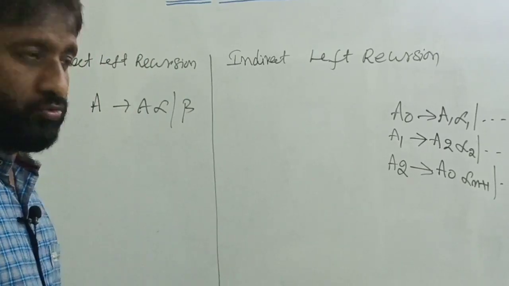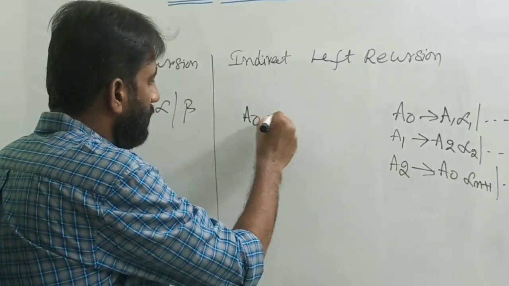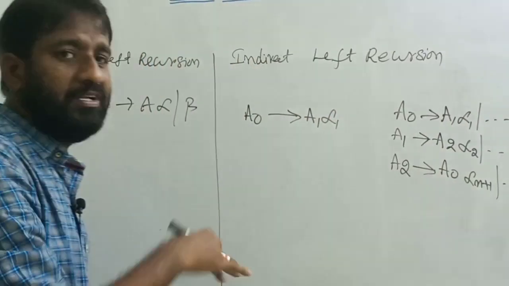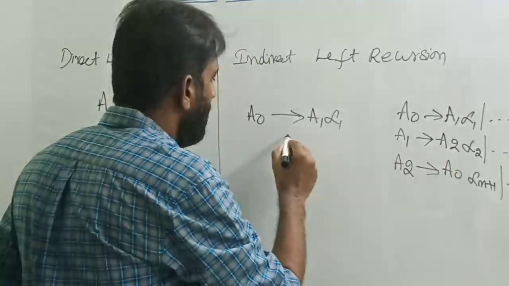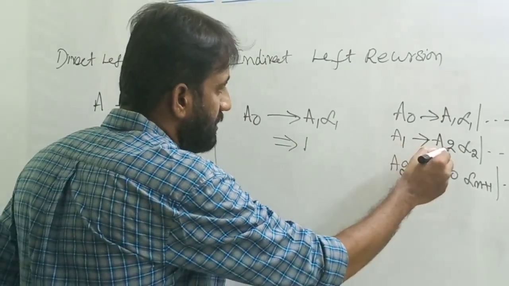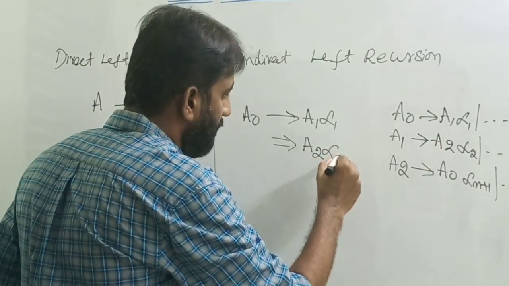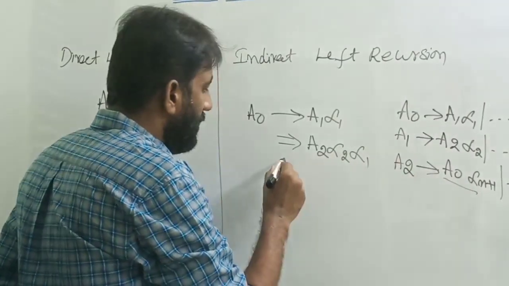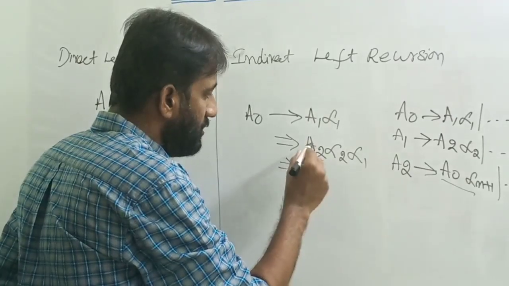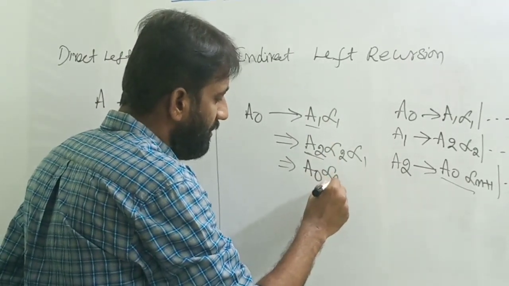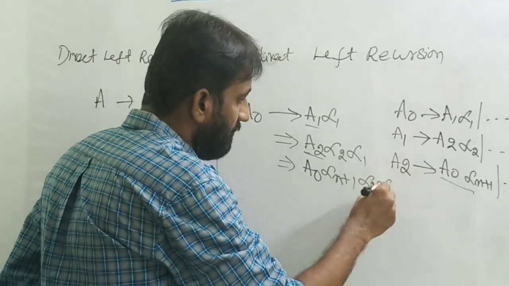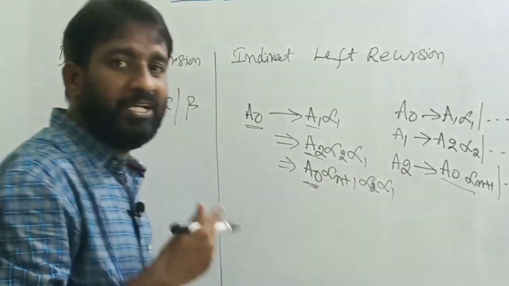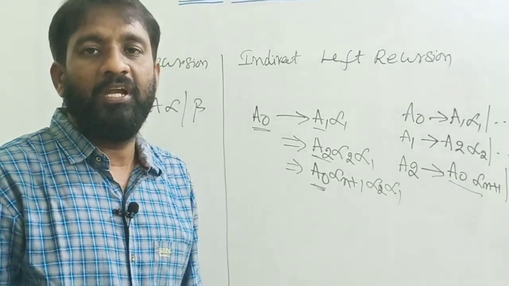How does the derivation look? Write down. So now A0 tends to A1 alpha 1. Ignore all this. Then A1 can be replaced with its production, so it is A2 alpha 2 alpha 1. Now A2 can be replaced with this production, so A0 alpha n plus 1 alpha 2 alpha 1. So finally A0 appeared as the leftmost variable in the RHS part. So this is the best example for the indirect left recursion.